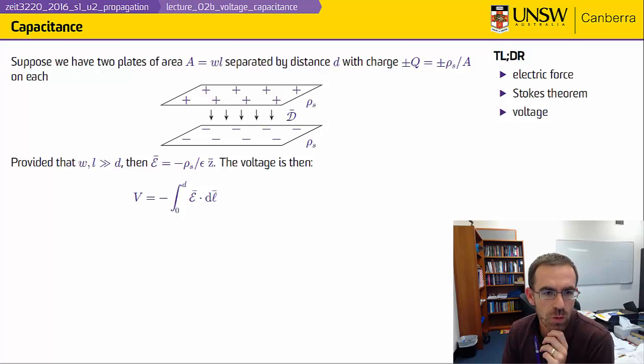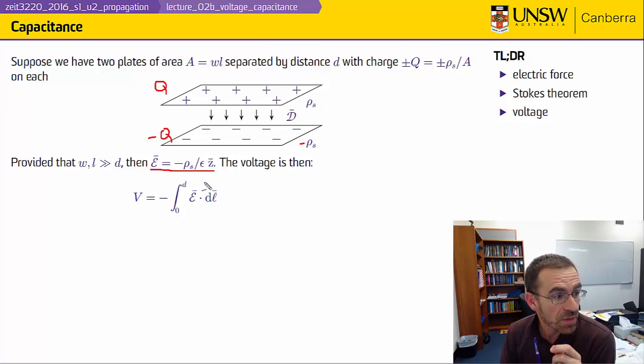And so I've got a plus rho sub s on the top. I've got a minus rho sub s on the bottom. Okay, so equal and opposite charge separated here. I have a total charge q on the top and a total charge minus q on the bottom. Okay, and of course q is equal to rho sub s times A. And this is the value of my electric field.